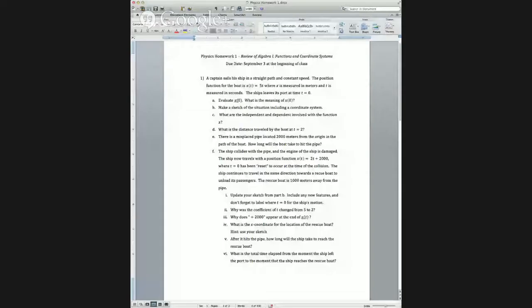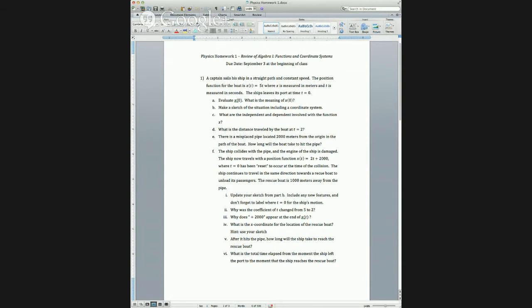Okay, here. All right, so first problem: a captain sails his ship in a straight road at a constant speed. The position function for the boat, x of t, is 5t, where x is measured in meters and t is measured in seconds. The ship leaves the port at time t equal to 0.